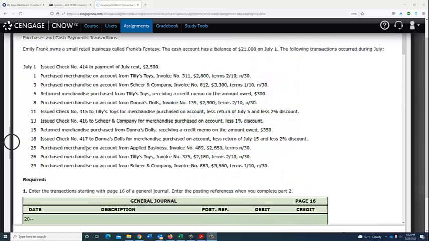The only remaining entries are 3 purchases on account. I think we've done enough that you should be comfortable with accounting for merchandise purchases and payments.